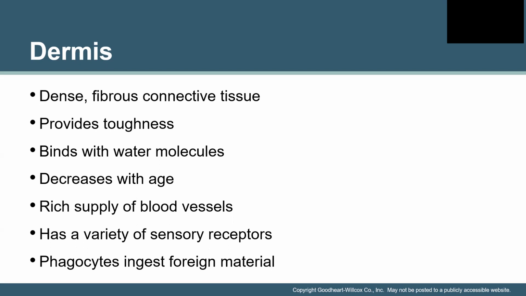The dermis has a rich supply of blood vessels, unlike the epidermis. This helps dissipate body heat or maintain and retain heat. Within the dermis, we have a variety of receptors that communicate with nerve endings to transmit information about what the body is sensing and send it to the brain. We also find white blood cells called phagocytes, distributed throughout the dermis, which are responsible for ingesting foreign material, including bacteria and dead cells.